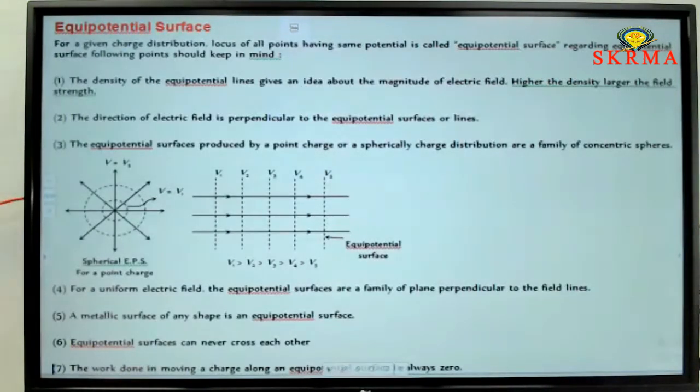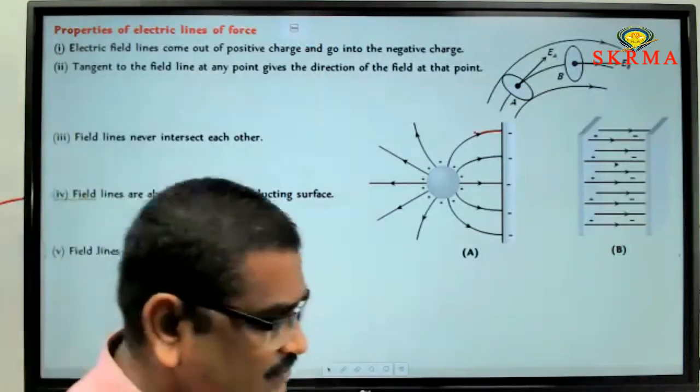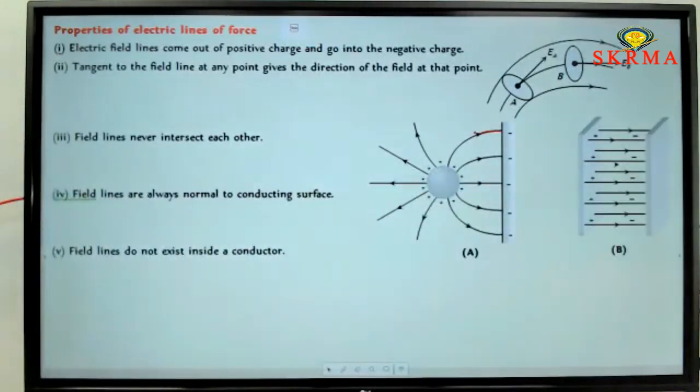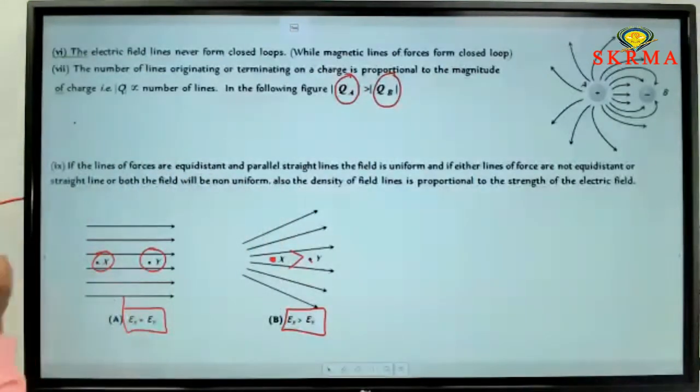Next, just go through these points once again, the properties of electric field lines. Go through that once again. Next.